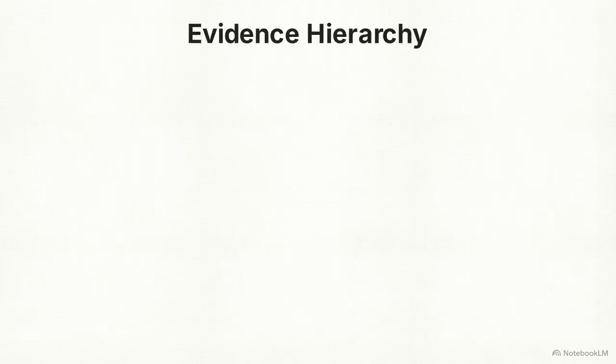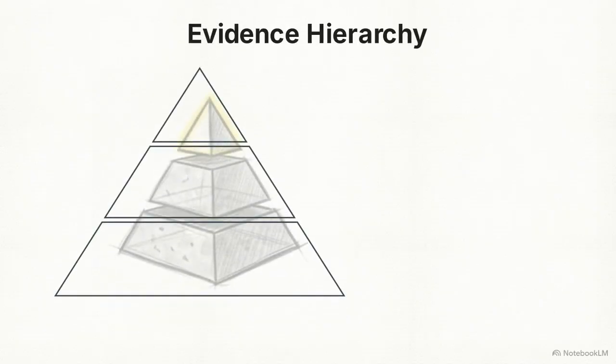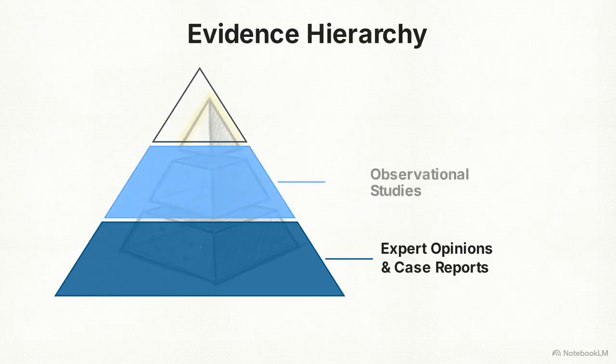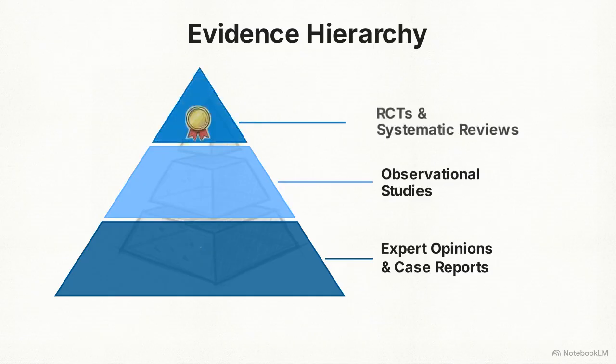This evidence hierarchy shows not all information has equal reliability. The wide base, expert opinions, and case reports, carries a high risk of bias. Next, observational studies monitor groups over time. At the peak, randomized controlled trials and systematic reviews provide the most objective, reliable conclusions.